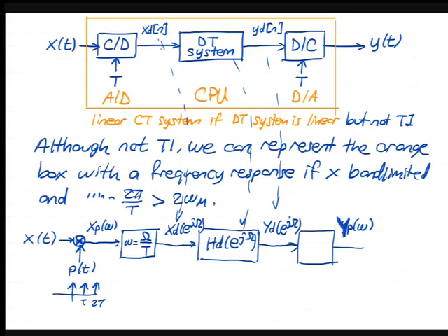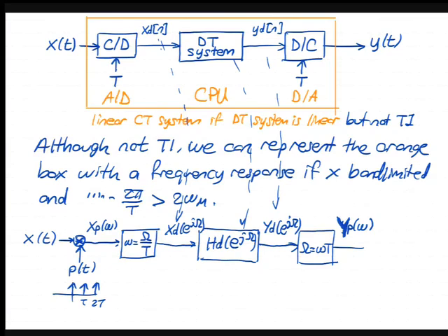I need to eliminate big omega and get little omega instead. So I should substitute big omega equals little omega times t, right? That's how you go back and forth between those two representations. So now we treat this as a continuous time signal because it's an impulse train.